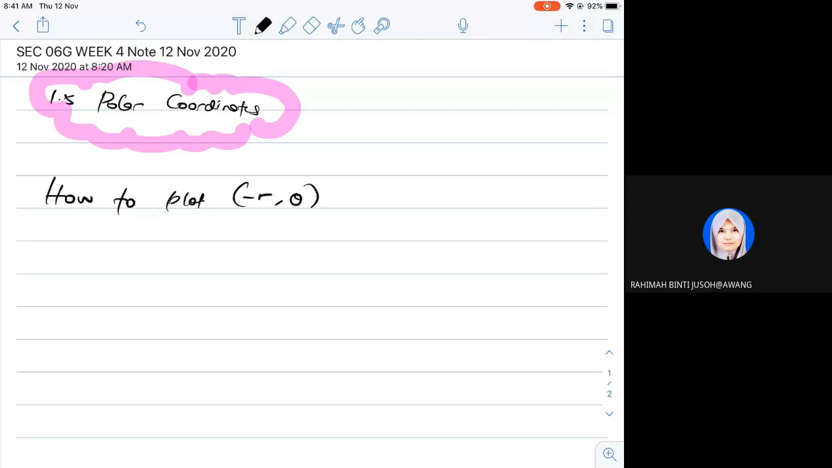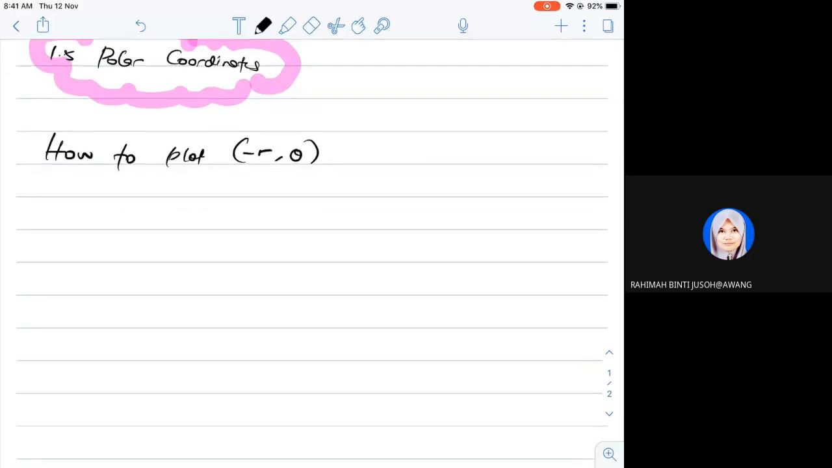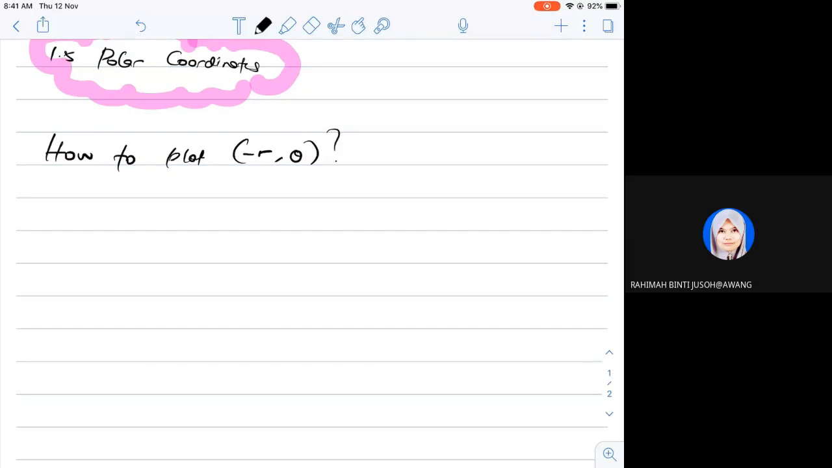It's quite straightforward, just straight to the point, r, theta. But now if you have negative radius, how to do it is, we have two steps. Step number one, first step, we need to plot positive r, theta first. Plot the positive r first. And second step, what you should do is, we need to reflect the coordinate. Reflect the point.